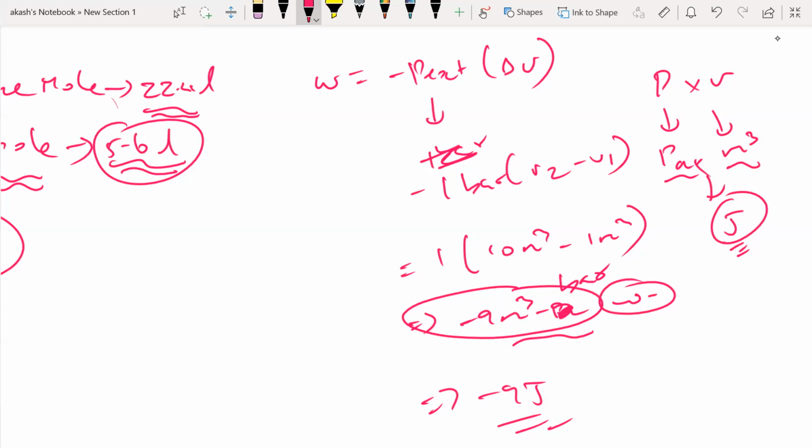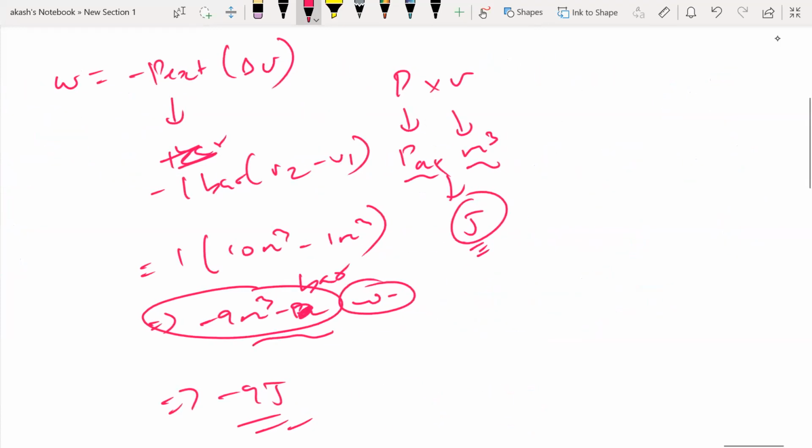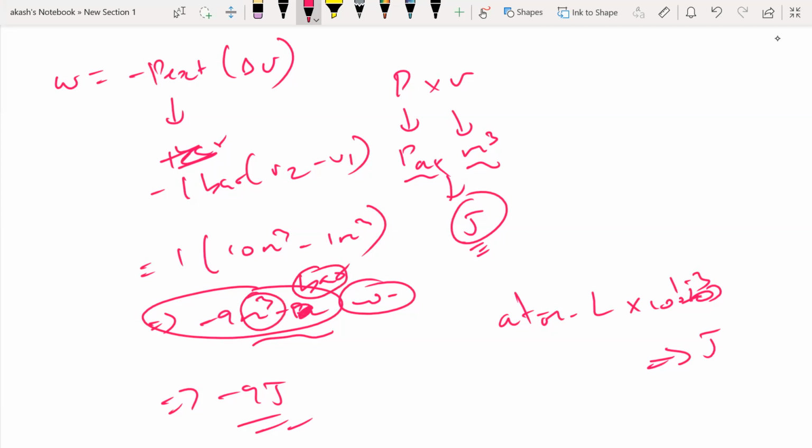And don't worry much about the conversions, right? I told you one conversion, atm liters into 101.3. Into 101.3, you are going to get the answer in terms of joules, right? If at all you have anything like this, all you can do is meter cube is already there. You just have to convert bar to Pascal. I know what the conversion is, right?